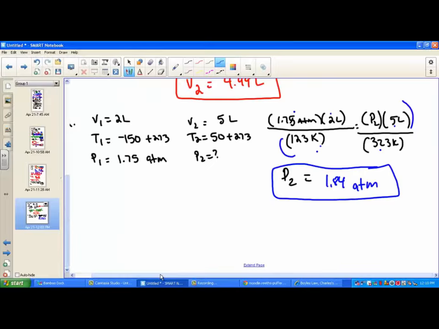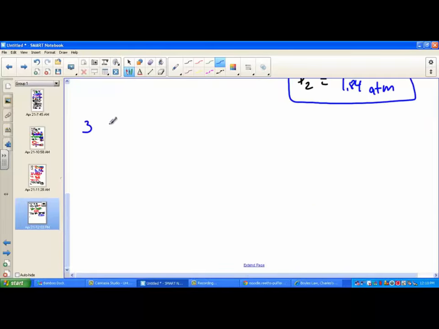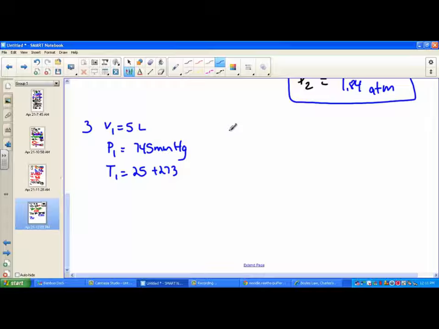Let me go ahead and record some of the information provided here. So here's problem number 3. Extend the page for us, give us room. First number I see is a volume, so there's 5 liters. First pressure number I'm seeing is 745 mmHg. And the temperature is 25, but again I got to add 273 to convert to Kelvin. Let's keep reading the next sentence. What is the new temperature? So here is the target variable, T2.